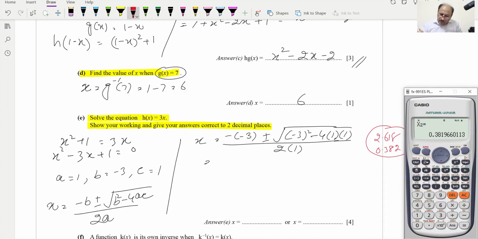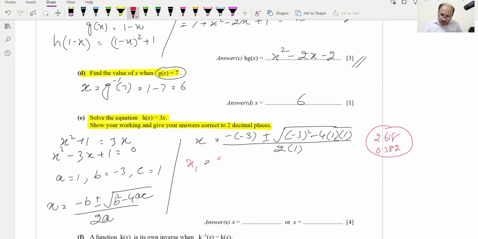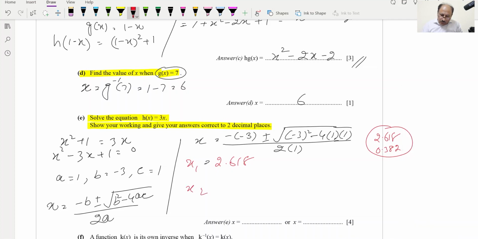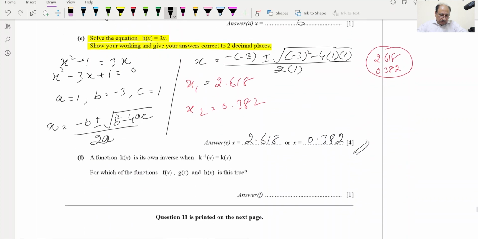Now we can simplify, and this will be a fraction: 3 plus, then we take minus the next term, so it will be minus, 3 squared will be 9, and minus 4, and over 2, and this is equal to, you can see, 2.618. So x1 will be equal to 2.618, and for the second value we replace plus with minus, and this value will be 0.3819. So x2 will be equal to 0.3819. So our answer will be over here: 2.618 and 0.382. This was a 4-mark question which we are done.